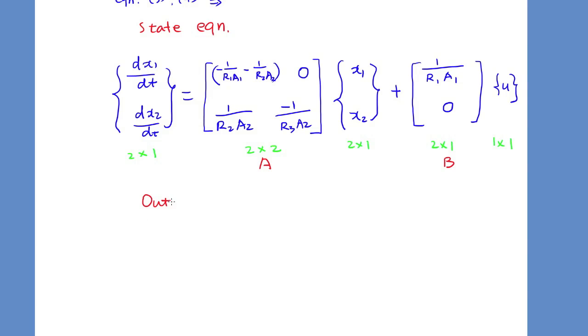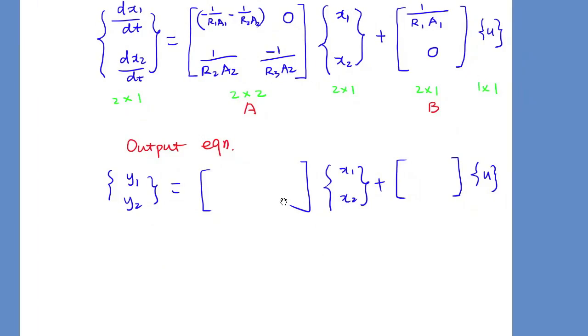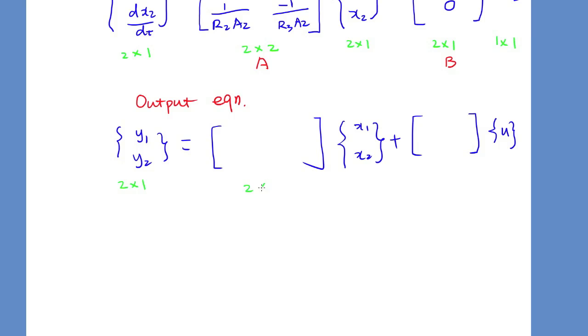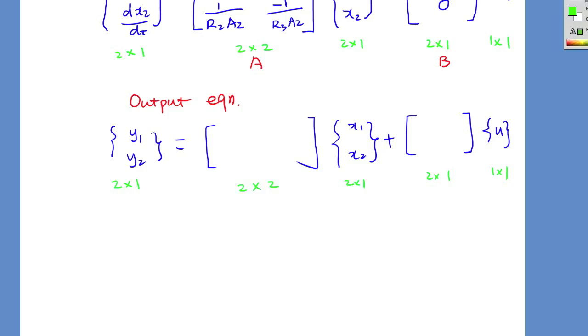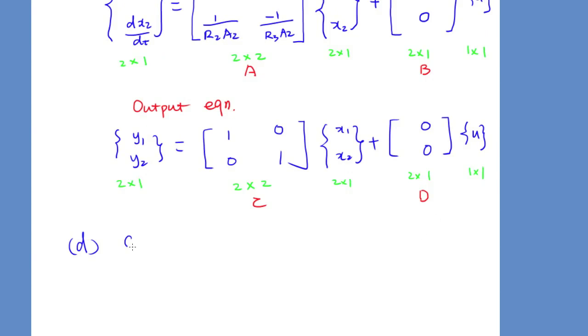Next, after we find x1, x2, we want to write the output equation. Here, we are interested in both y1 and y2, which is x1, x2, or h1, h2, respectively. The first equation, y1 is equal to x1, the right side of the matrix. y1 is equal to x1 plus 0 x2 plus 0 u. y2 is equal to x2. Then we found A, B, C, D matrix for state space form.